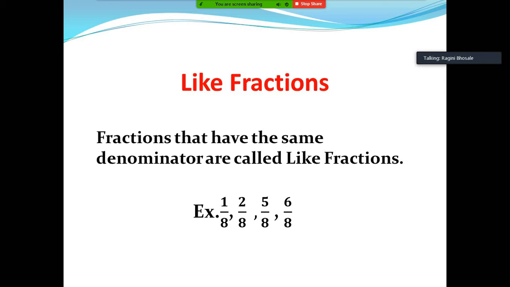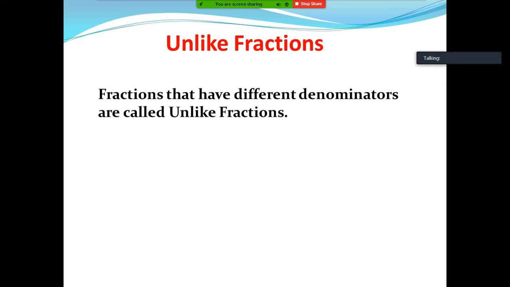Then we have learned about unlike fractions. So what is the meaning of unlike fractions? Fractions that have different denominators are called unlike fractions. Like fractions means what we have learned? The fractions which have the same denominators are called like fractions. And unlike fractions means what? Fractions that have different denominators.